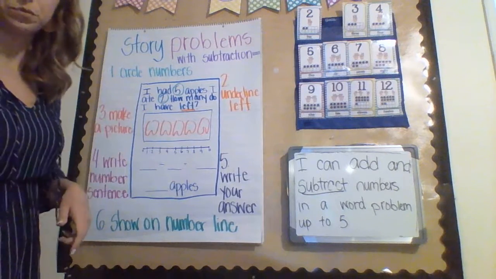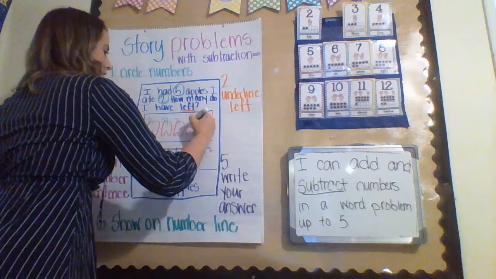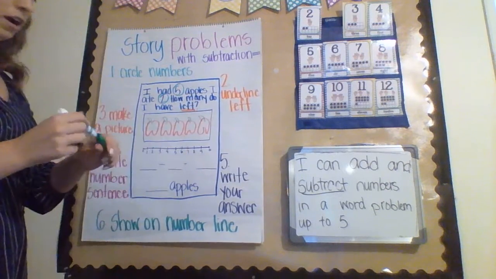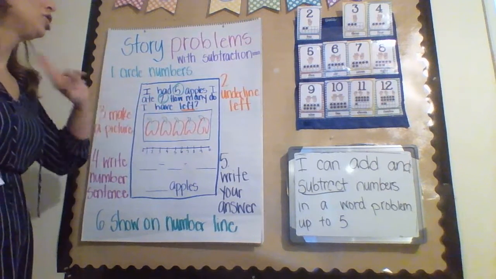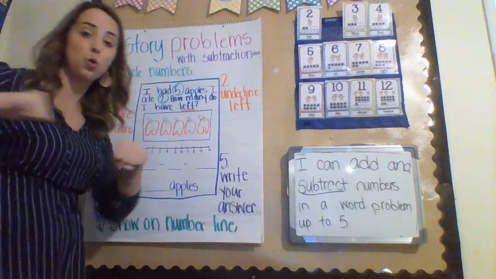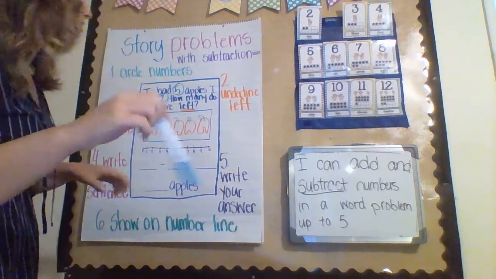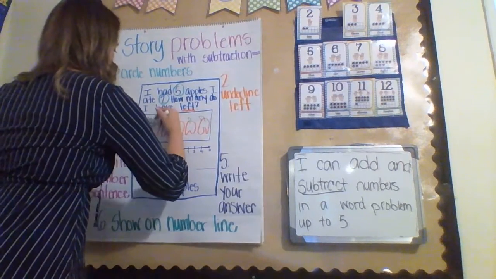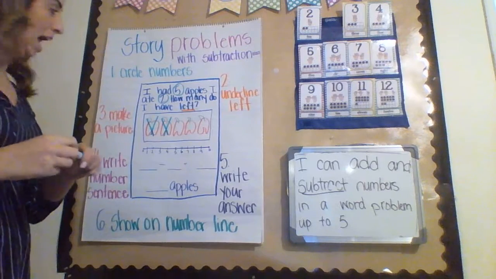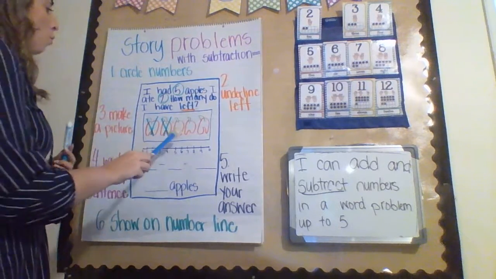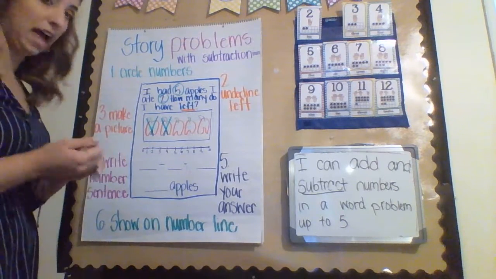All right. Then I'm going to draw my stems. All right, here we go. So I have 5 apples. I ate 2. So that means I took away 2, right? So I'm going to cross off how many apples? 2 apples. 1, 2. How many are left? Let's count. Ready? 1, 2, 3. So there are 3 left.